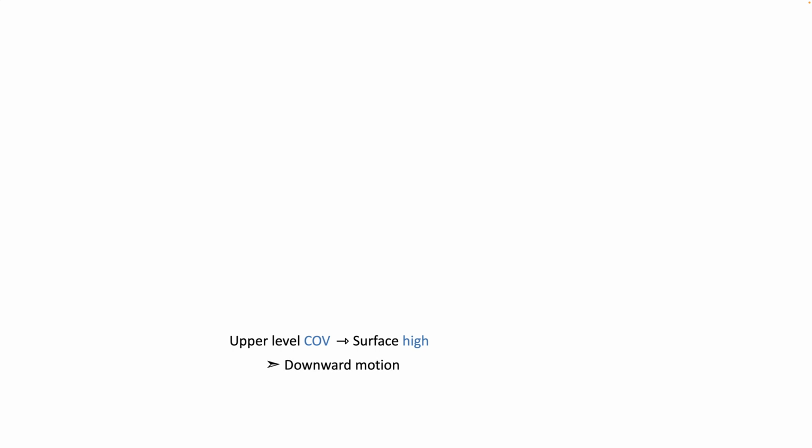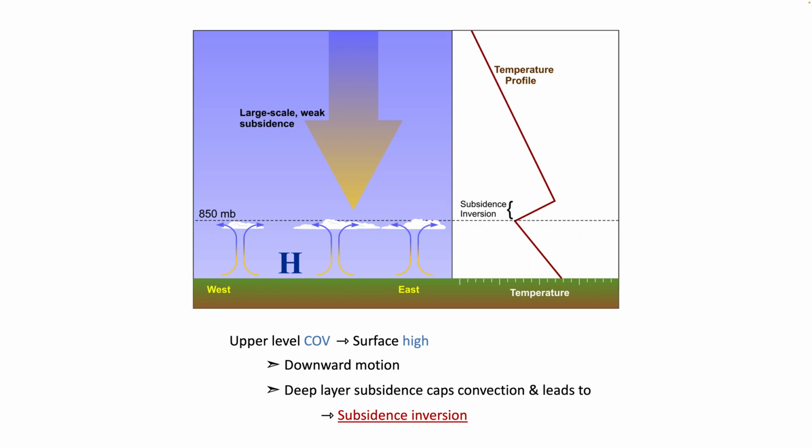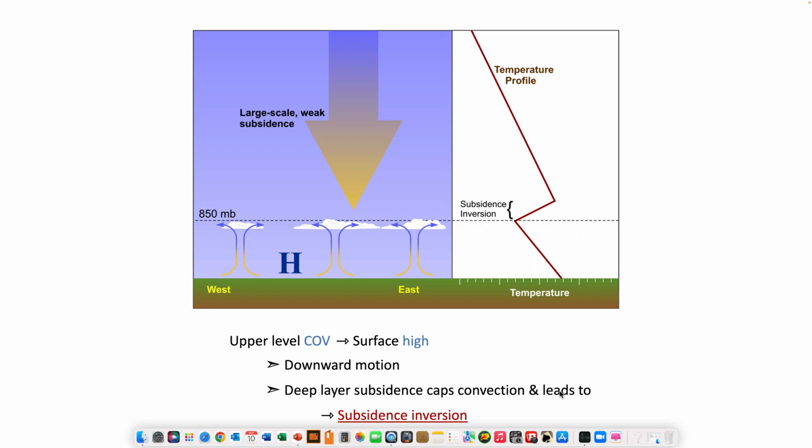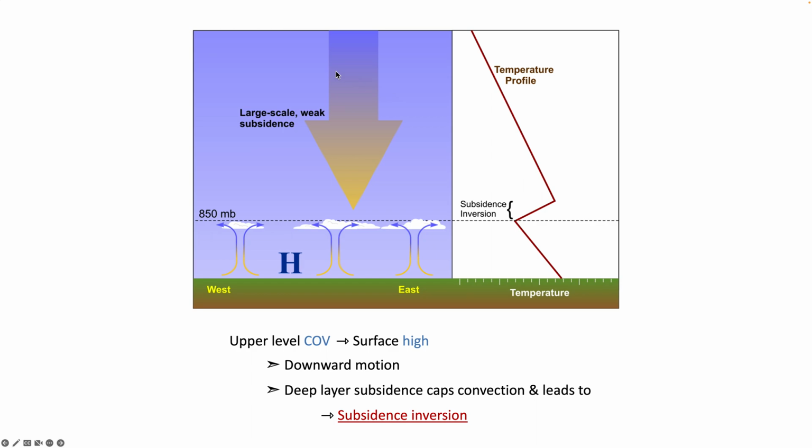With our surface high pressure, we get downward motion, and so we get deep layer subsidence, which, if we have convection just above the surface as a result of intense surface heating from the sun, will cap the convection and will lead to something called a subsidence inversion. So if we take a look at this image, which again is from our text, you'll see we have this large scale subsidence, and what it's doing is basically quashing the convection that we're getting just above the surface as a result of intense surface heating and large environmental lapse rates.